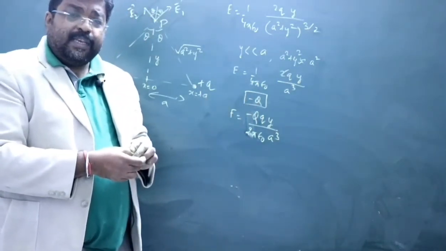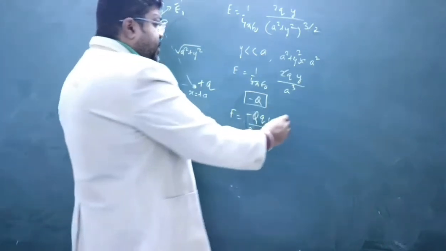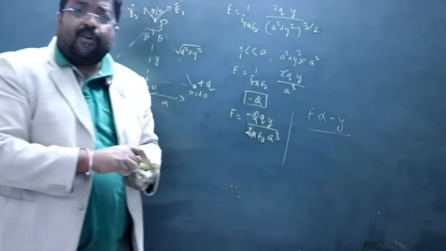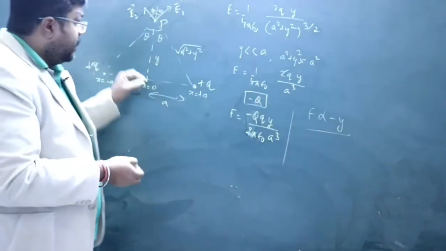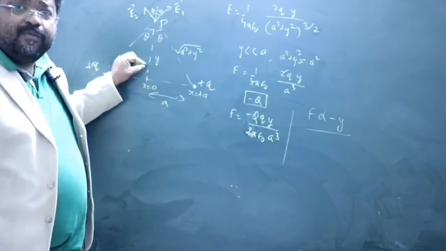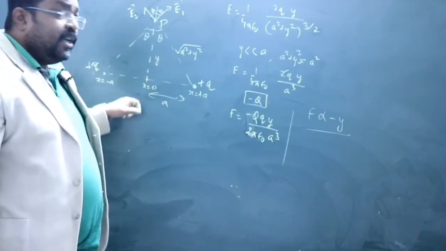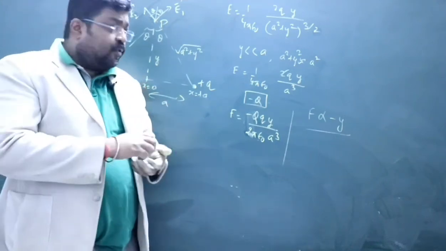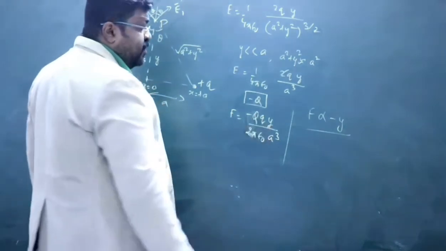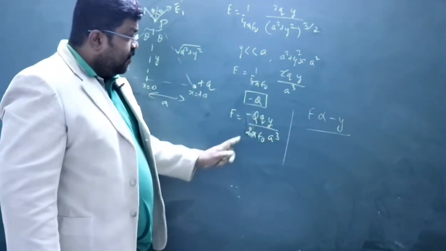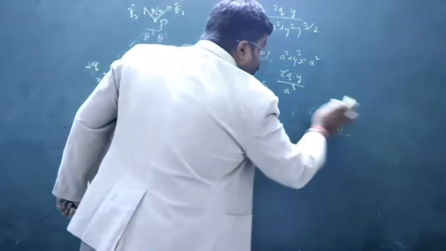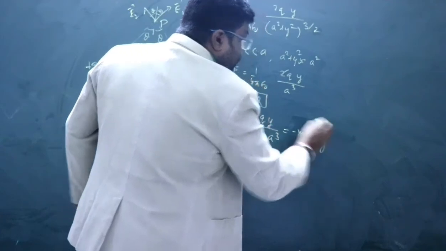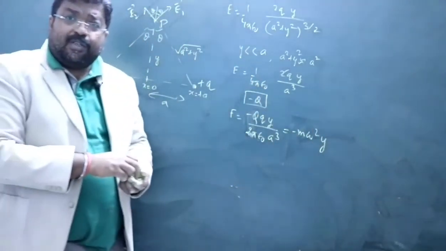Now as you can see, this satisfies the condition that F is proportional to the negative of displacement. That is the condition for simple harmonic motion. So that negative charge will experience an attractive force due to these two charges, and it will start oscillating like this. So let us calculate the period of oscillation. Now F is equal to minus qqy divided by twice pi epsilon naught a cube. So this is equal to minus m omega square y, for simple harmonic motion.